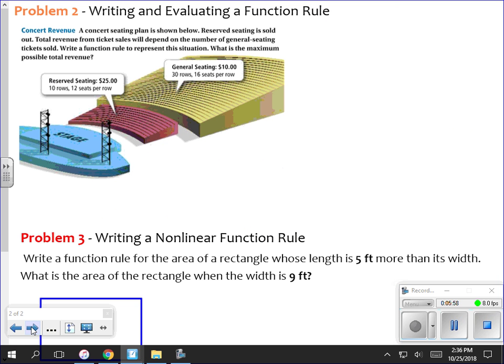Okay, this one's a little more complicated. I'm actually going to grab a calculator for this one myself. Read the problem.